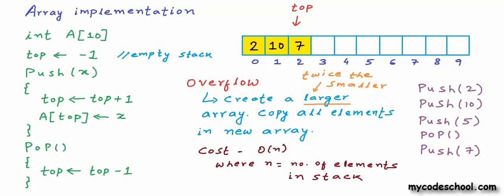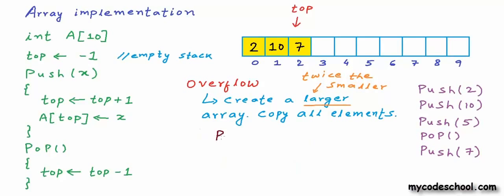There can be two scenarios in a push operation. In a normal push, we will take constant time. In case of an overflow, we will first create a larger array twice the size of smaller array, copy all elements in time proportional to size of the smaller array, and then we will take constant time to insert the new element. The time complexity of push with this strategy will be big O of 1 in best case and big O of n in worst case.